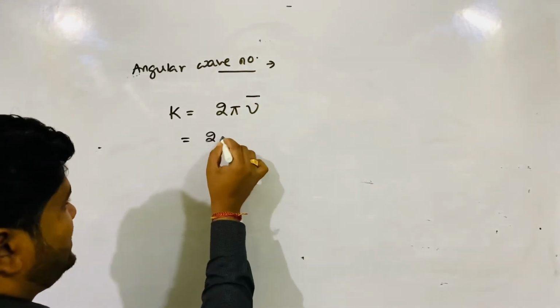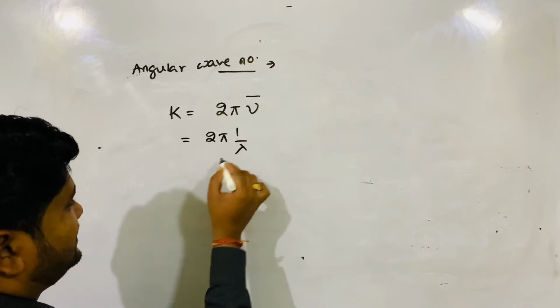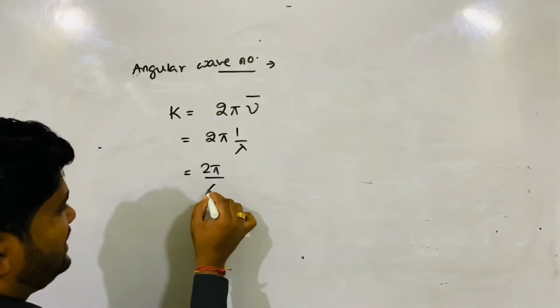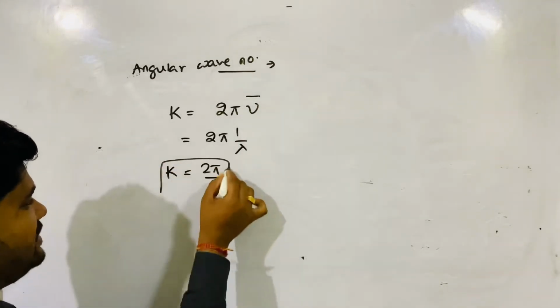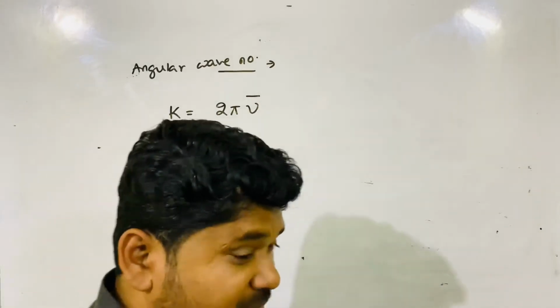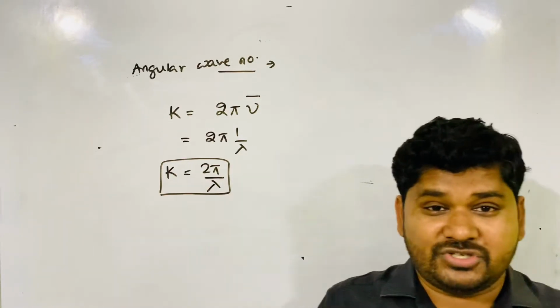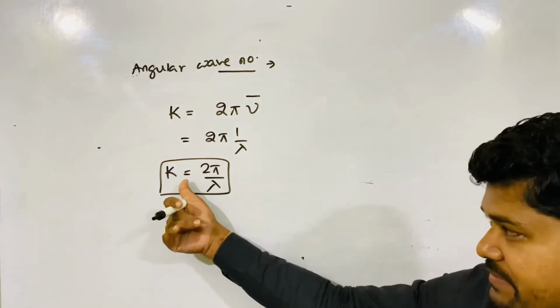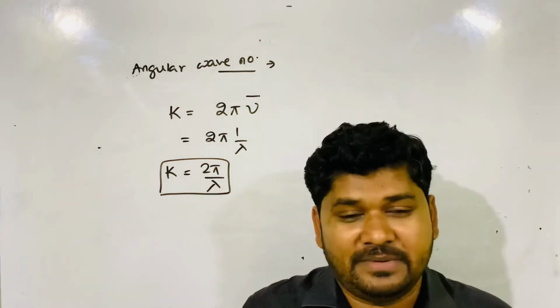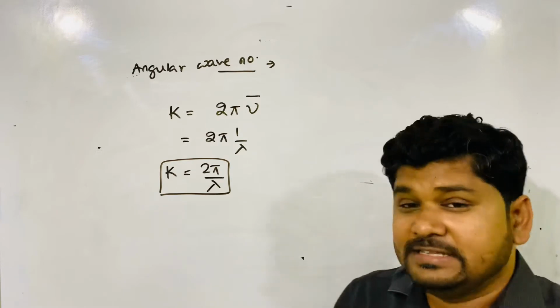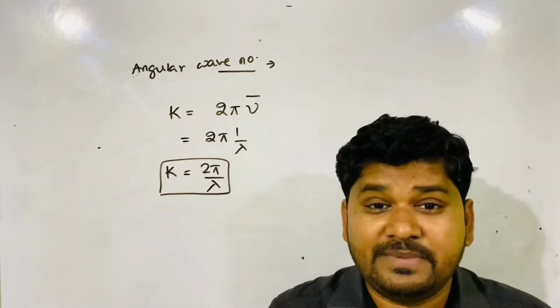So 2 pi times 1 by lambda is 2 pi by lambda. So K is equal to 2 pi by lambda. Remember this formula. This will be required. Remember, must. So angular wave number K is equal to 2 pi by lambda. This K is also called the propagation vector. Remember.